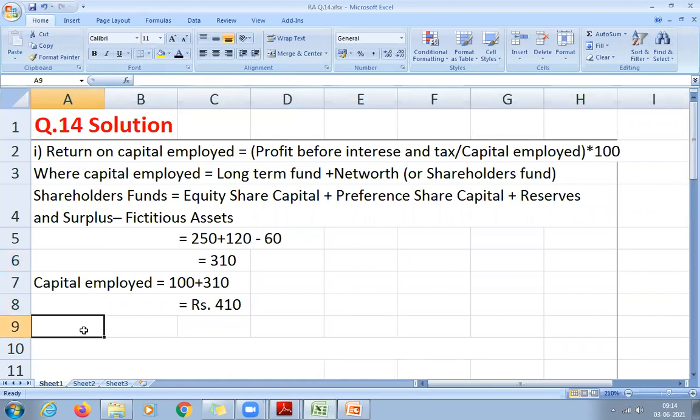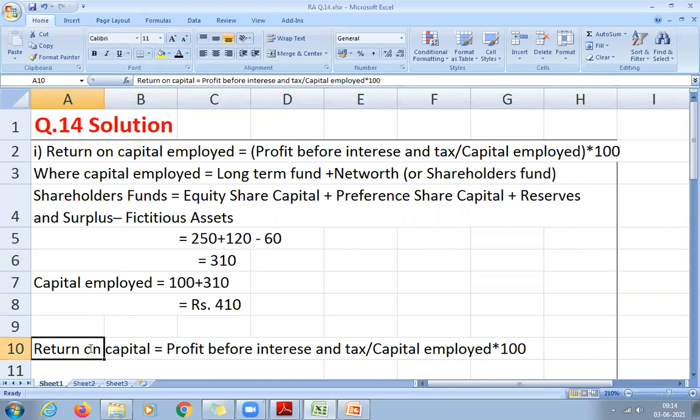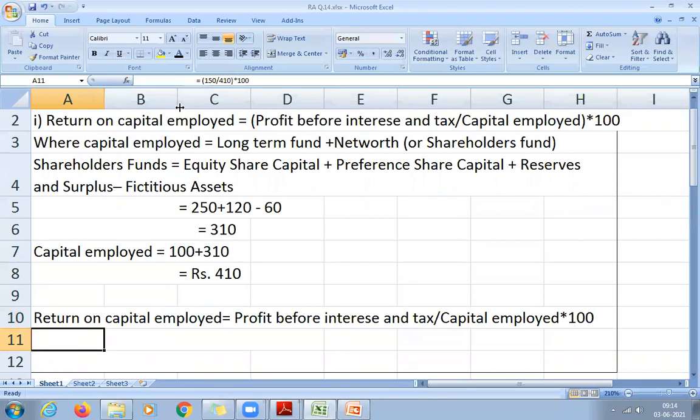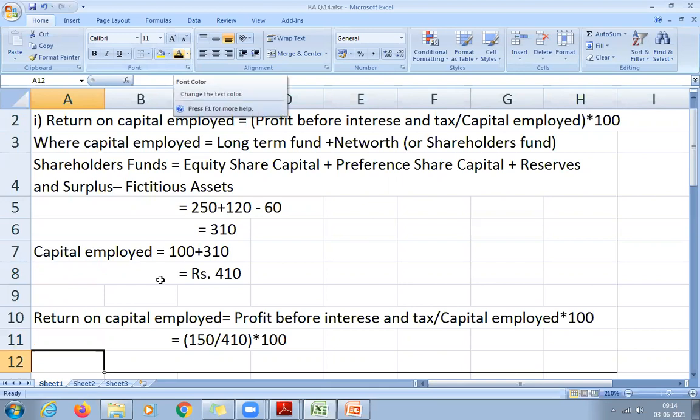So now we can calculate the return on capital employed. We already have all the data. PBIT, how much is given? 150 divided by 410 into 100. So all of you please calculate. 36.58 is correct. I also got the same, so it is 36.58.